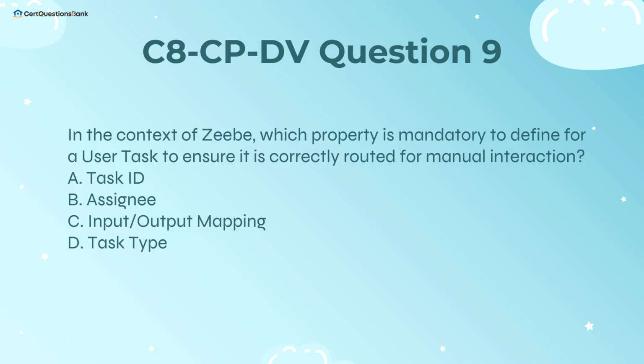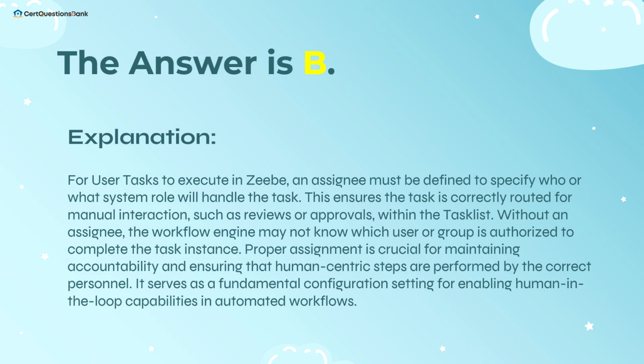In the context of Zeebe, which property is mandatory to define for a user task to ensure it is correctly routed for manual interaction? A. Task ID. B. Assignee. C. Input, output mapping. D. Task type. The answer is B.